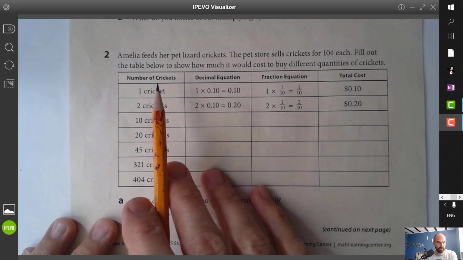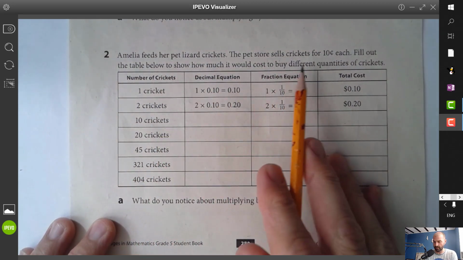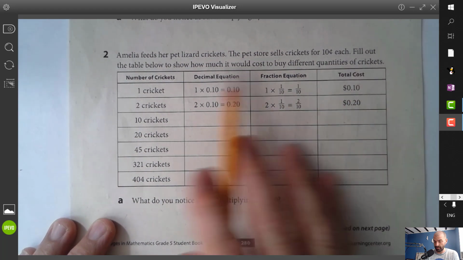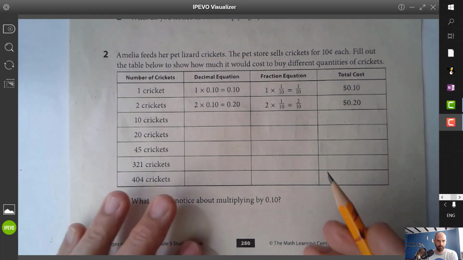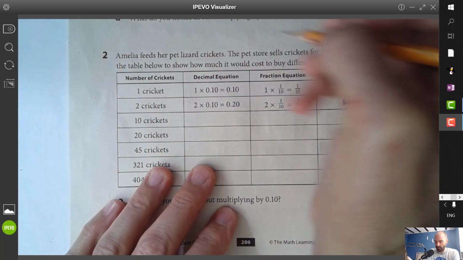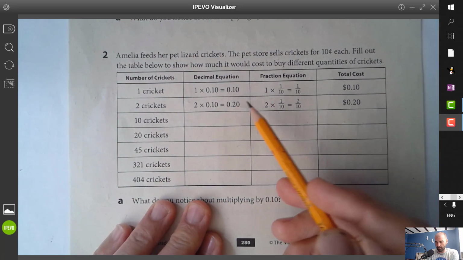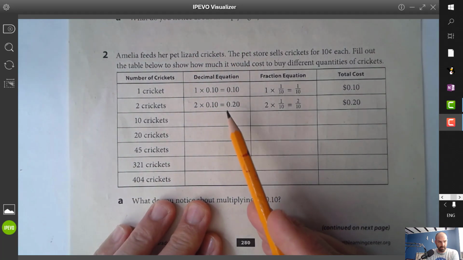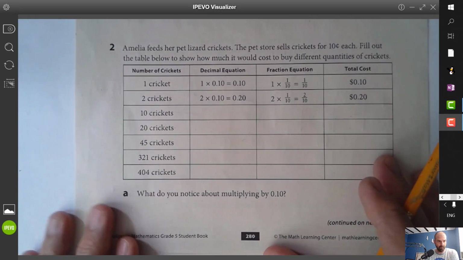All right, number 2, Amelia feeds her pet lizard crickets. The pet store sells crickets for 10 cents each. Fill out the table below to show how much it would cost to buy different quantities of crickets. They have your name here, Amelia. All right, so again, same setup, and it looks like we're using about the same numbers, so we'll be able to compare what it does when we're doing 10 cents. Oh, sorry, it's the same numbers as with 1 cent, or 10/100ths.